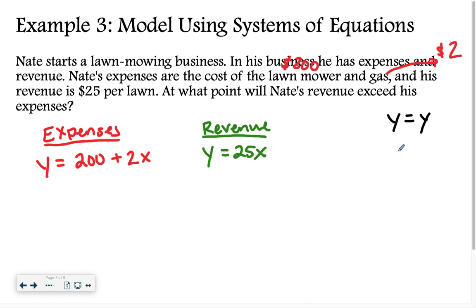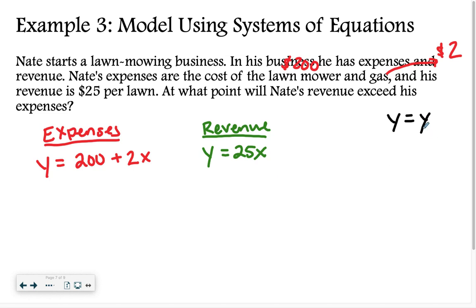Hopefully you said yes. If you didn't, let's think about it a different way. If I said 3 equals 3, would you agree with that? Again, hopefully you said yes. If I said 1 million equals 1 million, would you agree? Hopefully your answers to this are yes.